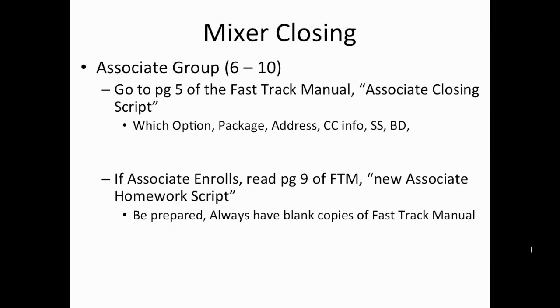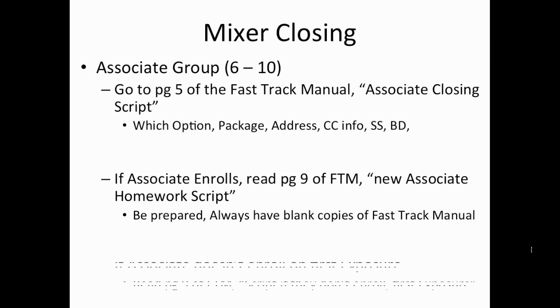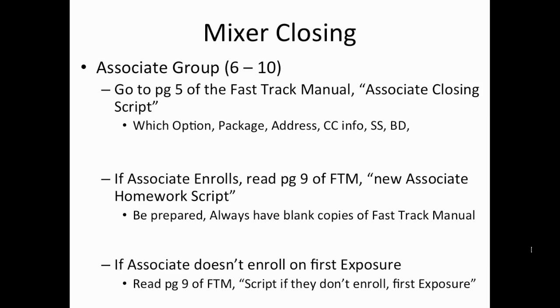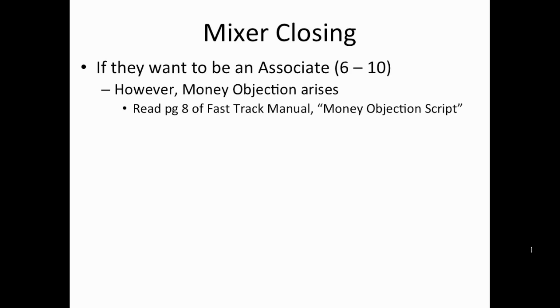If the associate enrolls, read page 9 of the Fast Track Manual, New Associate Homework Script. Be prepared always, have blank copies of the Fast Track Manual to get them started. This again is on page 2 of the closing sheet. If the associate doesn't enroll on first exposure, read page 9 of the Fast Track Manual script if they don't enroll on first exposure. Be familiar with these before your mixer. If they don't want to be an associate, however, a money objection arises, read page 8 of the Fast Track Manual, the money objection script.